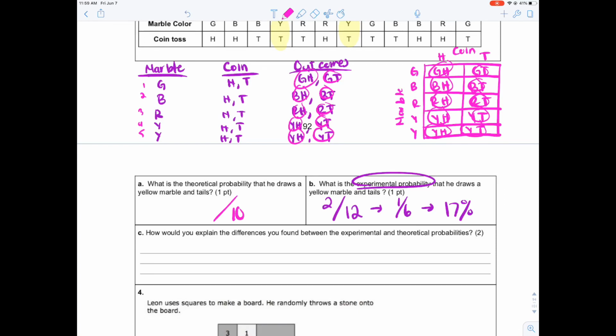So what do they want us to do? Yellow marble and tails. So I'm going to look at all of my outcomes. How many times do I get yellow and tails? Boom, boom, right there. So that's going to be 2 out of 10, or that is going to be 1 out of 5. Or if you want to change it into a percentage, right, that's going to be 20%.